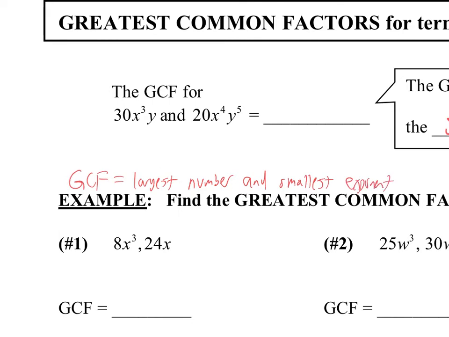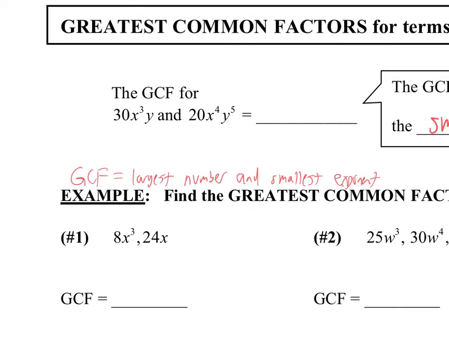The largest number and the smallest exponent. So what's the greatest common factor between 30 and 20? Well, that's going to be 10. And then what's the smallest exponent? We have x to the third and x to the fourth. Which one is smaller, 3 or 4? So we're going to put x to the third because it's smaller.